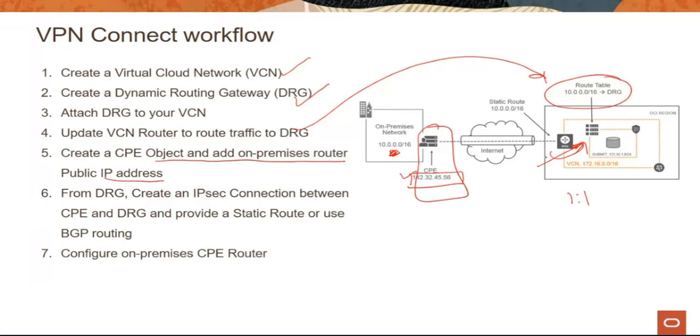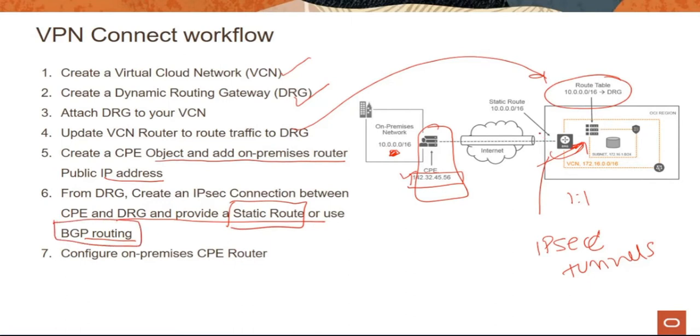Then on the DRG, you create your IPsec tunnels. So you create these IPsec tunnels between the CPE and the DRG, and you could choose to use a static route, or you could choose to use a BGP route, right? So you could decide what kind of routing you want. Right now you can see there's a static route here, and then the last step is you configure your on-premises CPE router. I'm going to run through these steps in the next module, and I will show you a tunnel being created and the IPsec tunnels being provisioned.